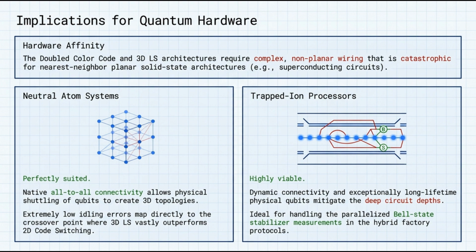Trapped ion processors are also highly viable candidates. Their dynamic connectivity and long lifetime physical qubits mitigate the deep circuit depths of the protocols, making them ideal for handling parallelized Bell state-assisted stabilizer measurements.